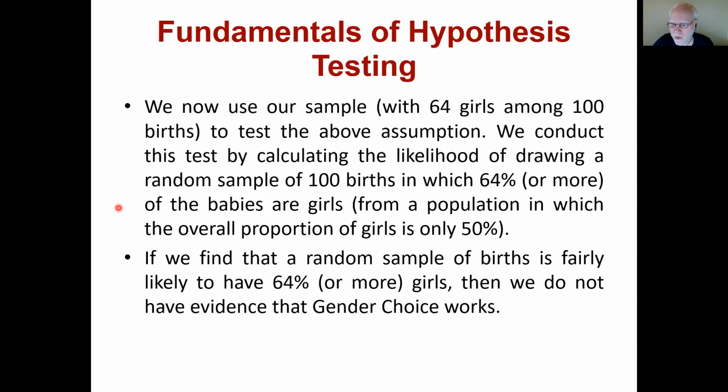Conversely, if it's very, very unlikely from just the standard population to get 64% of babies born being girls when you have a sample of 100, then that would be strong evidence, because it's very, very unlikely that we would get that just from a random sample where the population mean is 50%.